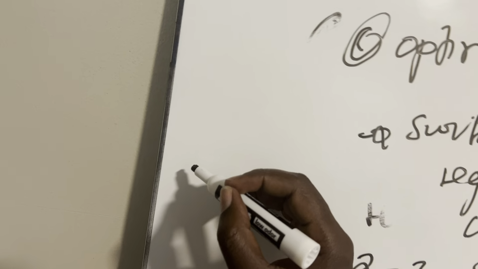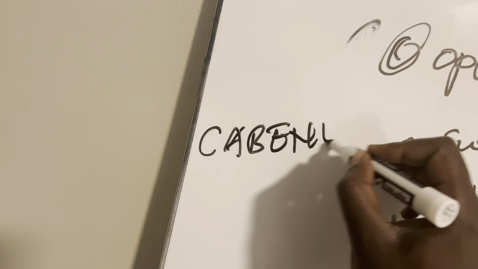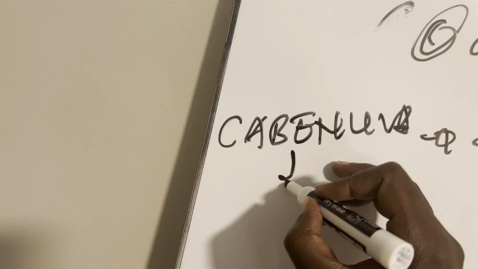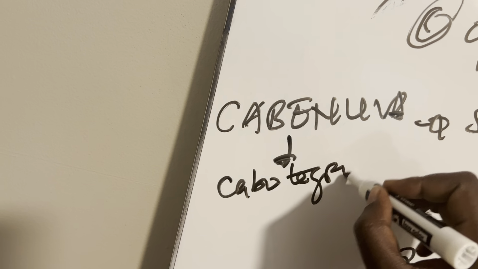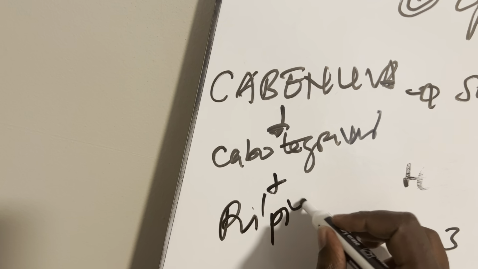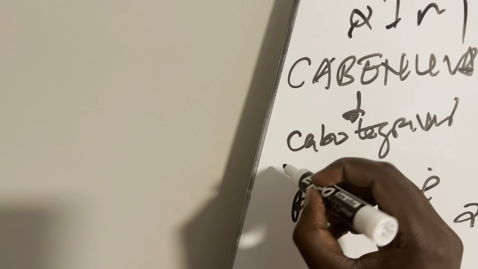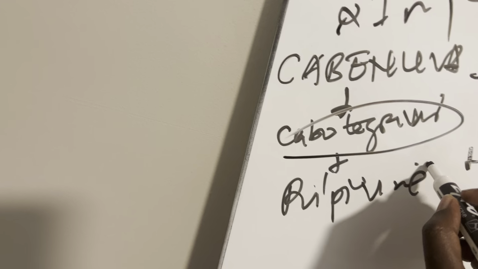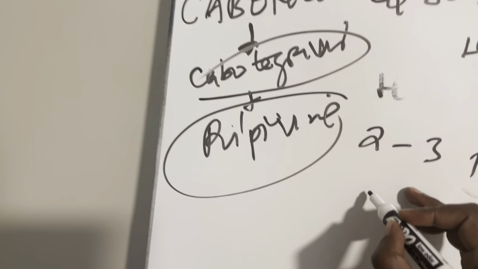Like in the USA, there is what we call Cabenuva. It is a combination of cabotegravir plus rilpivirine. I think this is injectable. So there is an integrase inhibitor plus a non-nucleoside reverse transcriptase inhibitor.